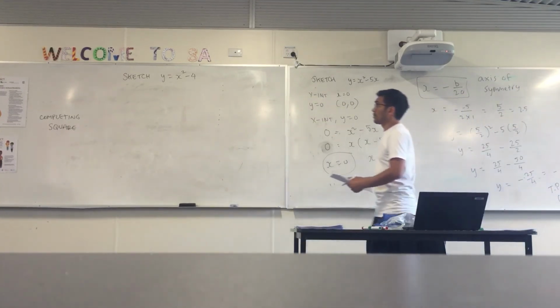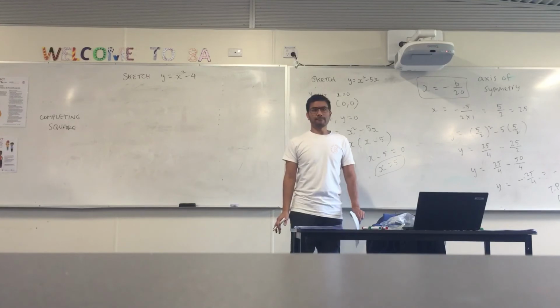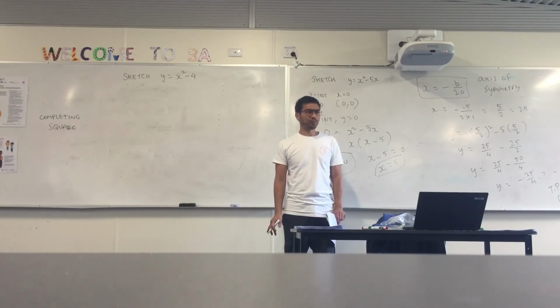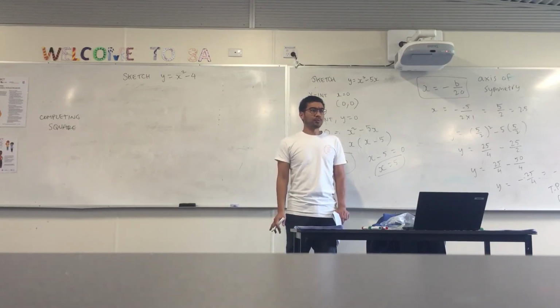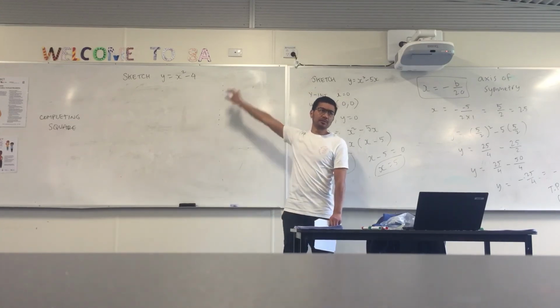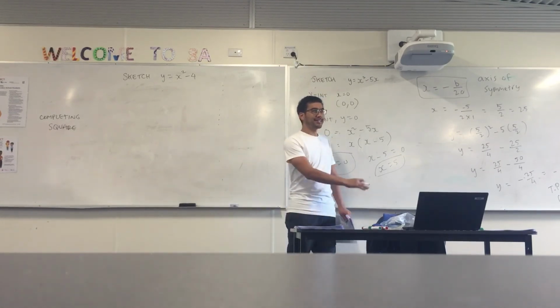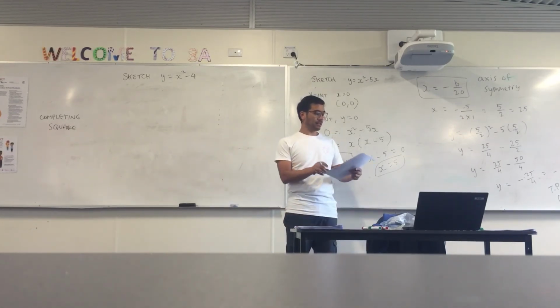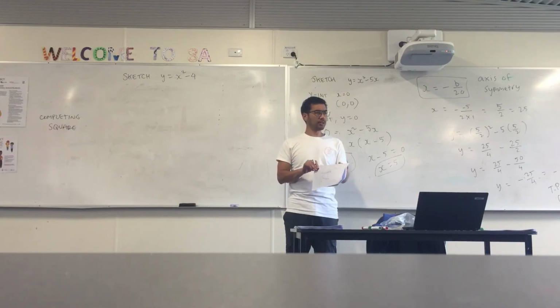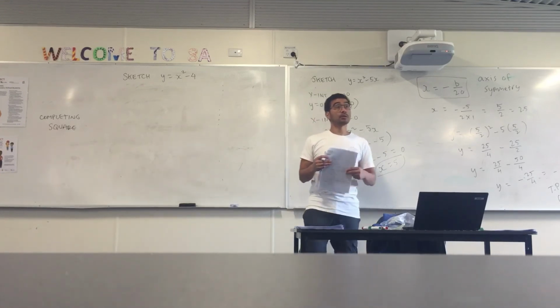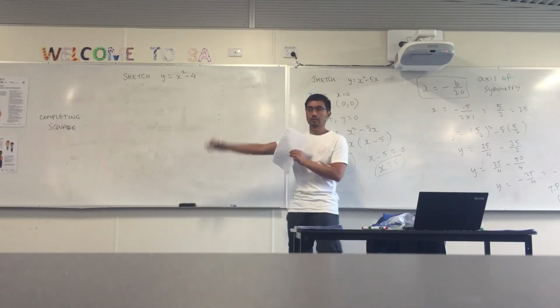Next example. Sketch y equals x squared minus 4. Easy peasy lemon squeezy. Okay. What form is this? We can literally just sketch that. This is 3. Oh no, we're into 3. Okay. What form is this?